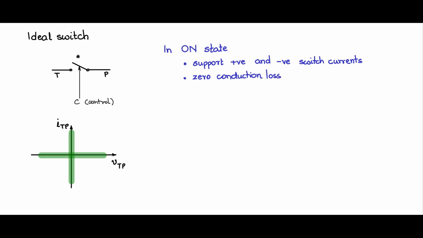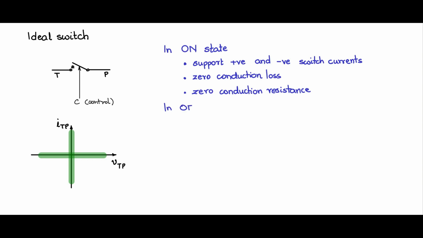So let us say one of the characters of an ideal switch is that when the switch is on, there is no power loss in it. As a corollary feature, you have zero conduction resistance. So when the switch is on, there is no resistance, the switch resistance is zero, and therefore the drop across the switch is zero, and therefore the conduction loss is also zero.